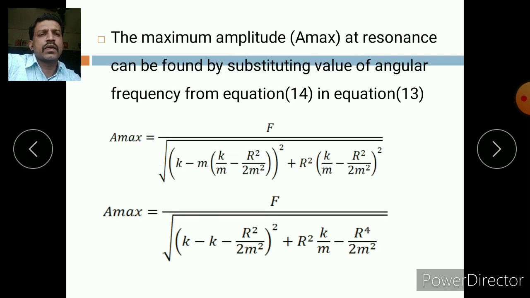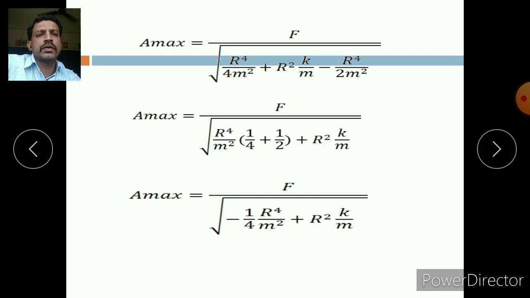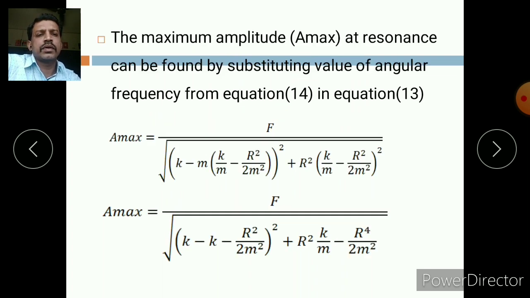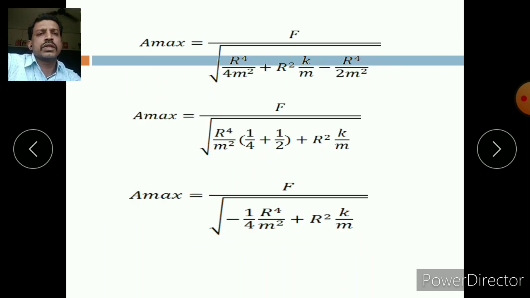Here I will show it. So the first term is r square upon km. This is the first term, r square upon km. Okay. Next term, k and k will cancel, and here it is minus r square upon 2m bracket square. So it is r fourth power upon 4m square plus r square upon km minus r fourth upon 2m square. Now here it is r fourth power upon 4m square, here it is 2m square. So we take r fourth power upon m square common from this part.